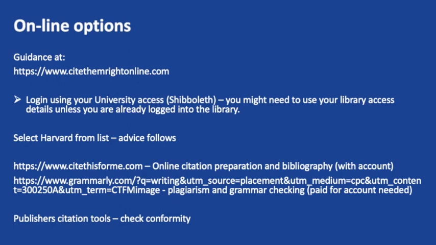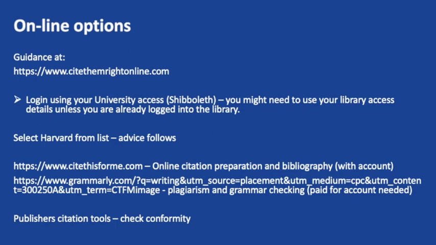Okay, so I've mentioned previously that there is Cite Them Right, which offers advice and detail on how to put a citation together with various worked examples. There are other sites out there, and I'm only going to pick out a couple. You've got Cite This For Me, which is a citation preparation tool, and also links to its own bibliography if you're prepared to have an account with them.